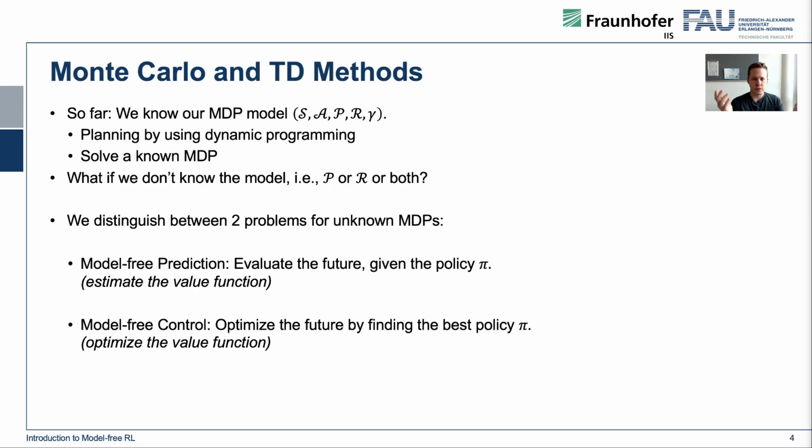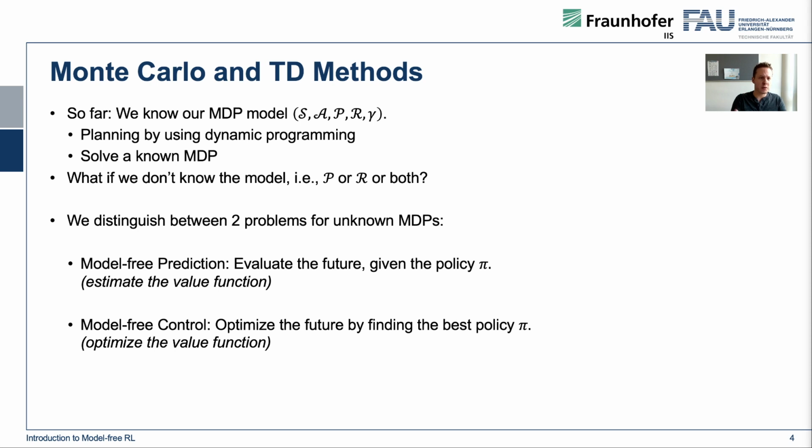This leads us to this lecture. So far we discussed methods where we assumed that we know our MDP model completely. We just used dynamic programming to plan, and we solved the MDP. We considered it then solved. And the question is, what if you don't know the model? So if you don't know P, or if you don't know R, or if you don't know both of them. This is what we want to do here.